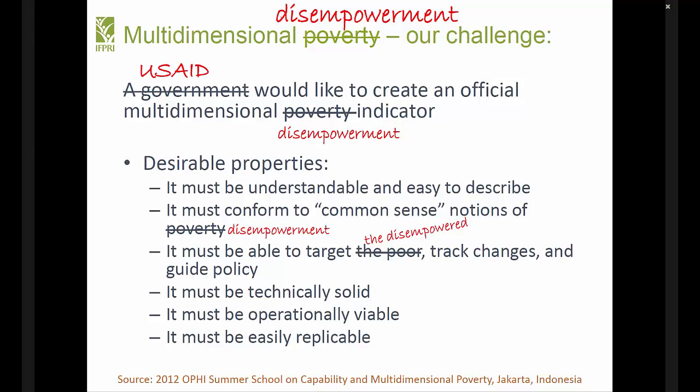So this is kind of what happened. We wanted to create a multidimensional disempowerment index. And you can switch between empowerment and disempowerment; it's two sides of the same coin. So instead of poverty, we're looking at disempowerment. That's what we're trying to measure. Our client was really USAID and Feed the Future. They were the ones who needed an indicator like this to monitor their programs. They would like to create an official multidimensional disempowerment indicator. And the desirable properties are the same, so everywhere where we say poverty, we just swap it out with disempowerment.